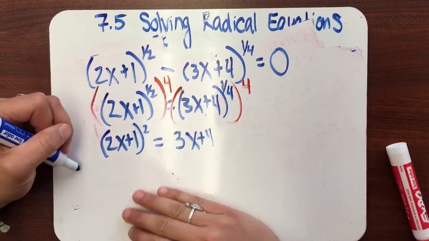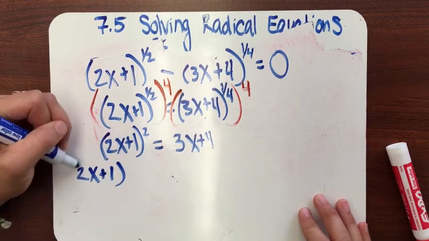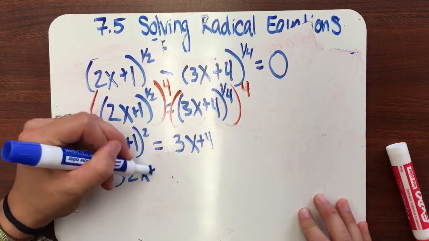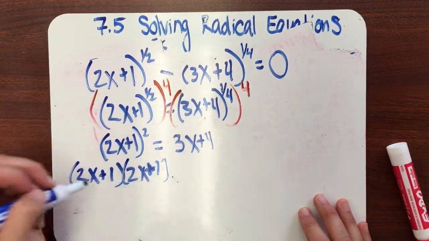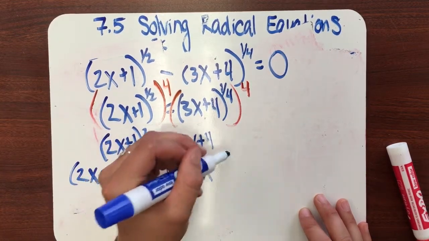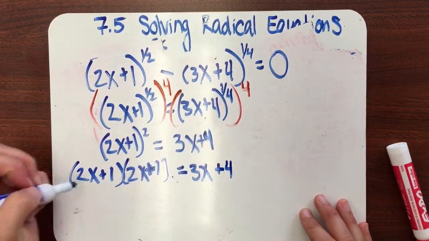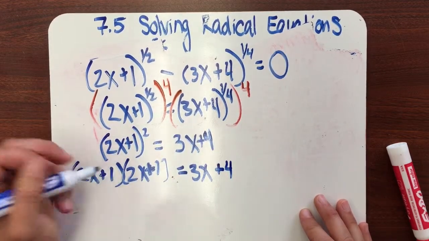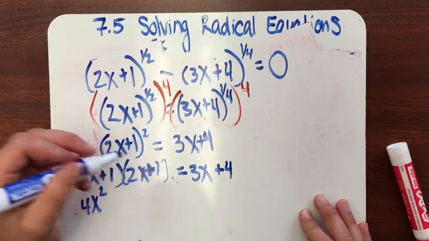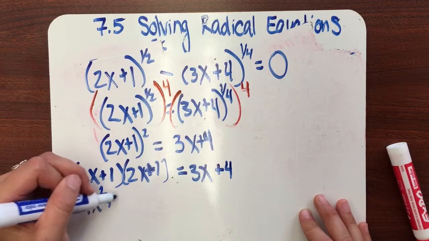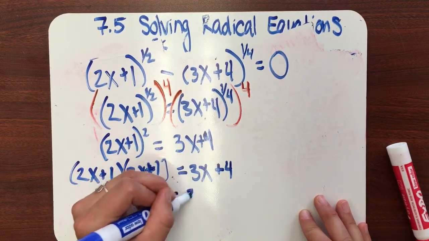This one we're going to have to FOIL out. So we have a 2x plus 1. We have a 2x plus 1 because when it says squared, it means we have 2 of them, and then we have to FOIL it. 3x plus 4. This is a 4 here. Okay, so we're going to FOIL this out. We go first, 2x times 2x is a 4x squared. Outer is 2x, inner is 2x, that's a 4x. And last, 1 times 1 is a 1.